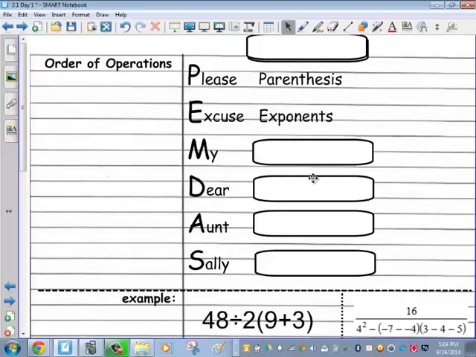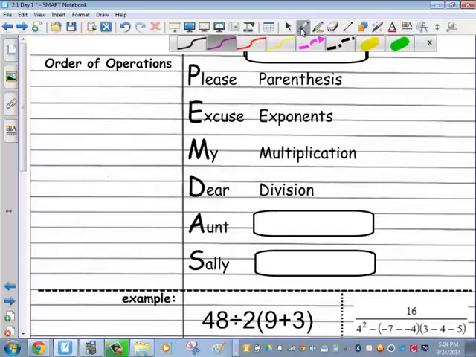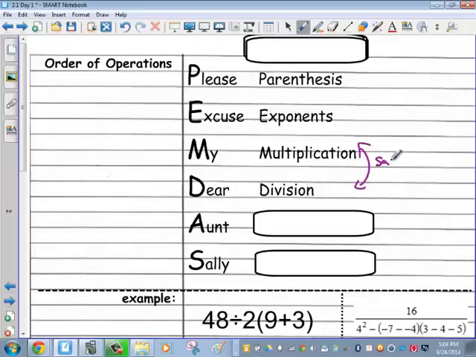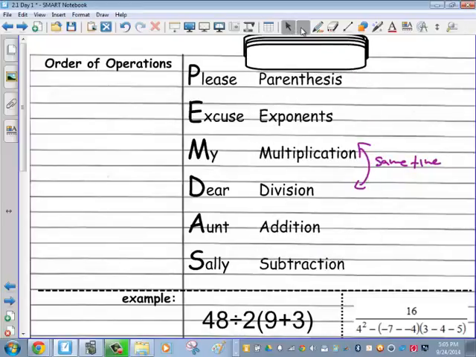Then the multiplication and the division happen at the same time. You do those from left to right. Okay, so these are the same time. And lastly, we have the Aunt Sally, so the addition and subtraction. Those also happen at the same time from left to right. So think of this one from left to right, and this one from left to right. Okay, it's going that way as you go through the problem.